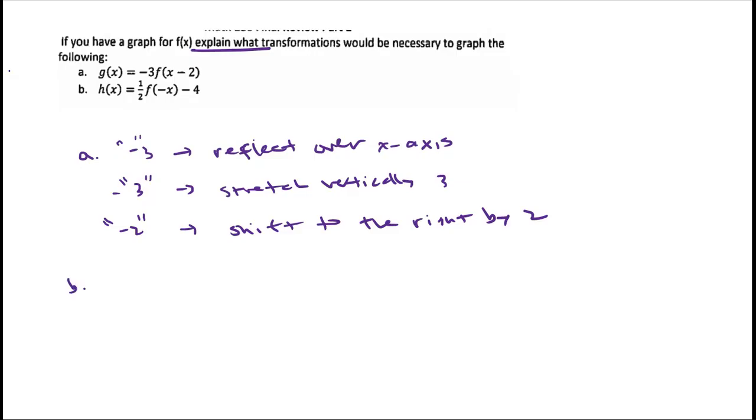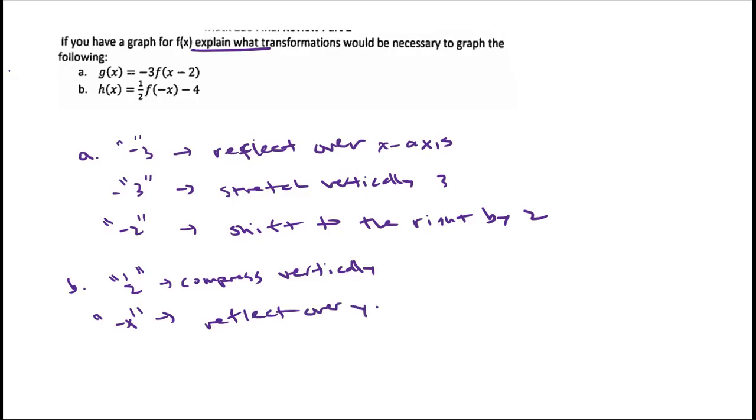All right, so that's part A. Part B, same thing, right? So the 1/2, that's telling us that it's going to compress vertically. The minus x here, that tells us it's going to reflect over the y-axis. And then the minus 4, which is outside the parentheses, tells us it's going to go down by 4.